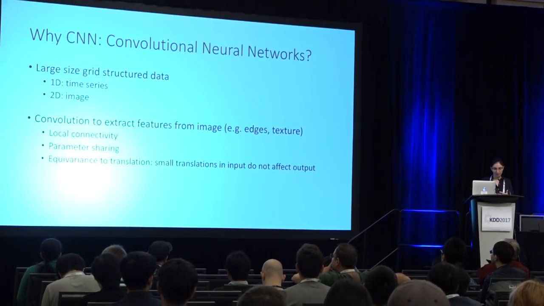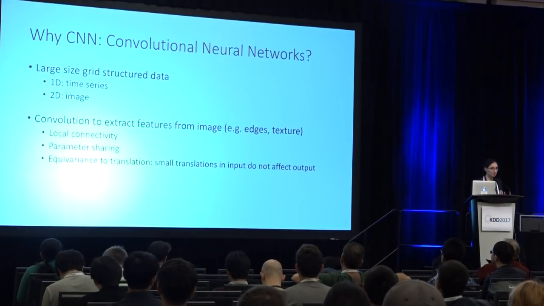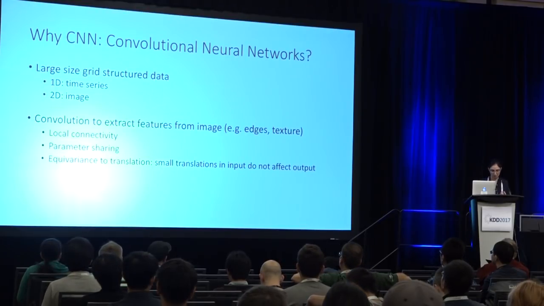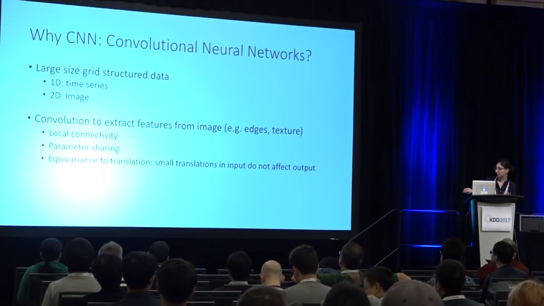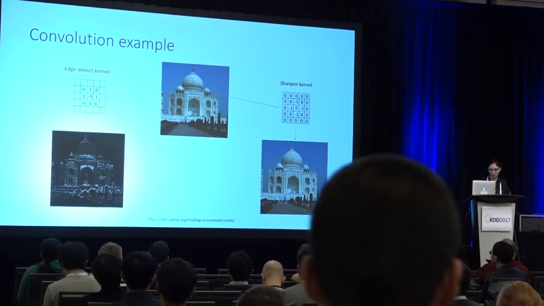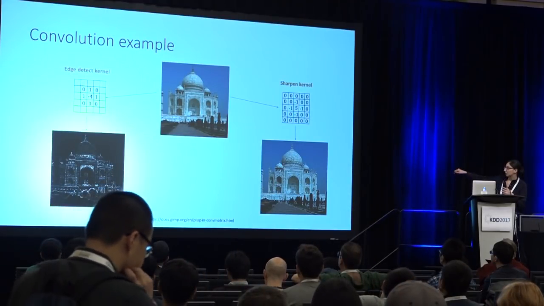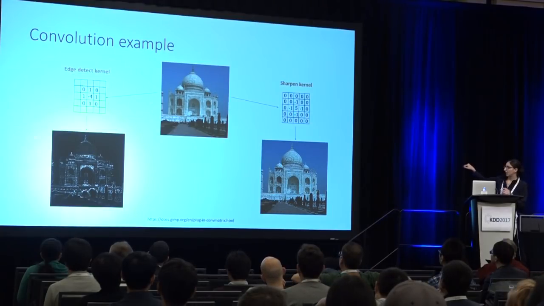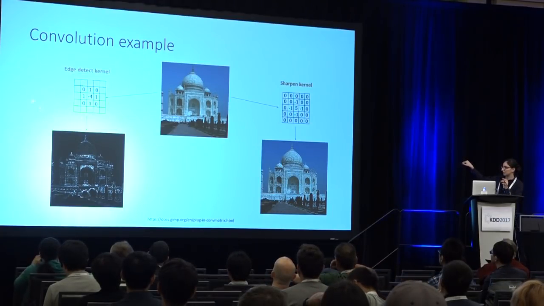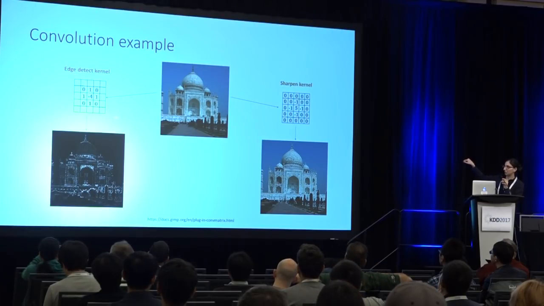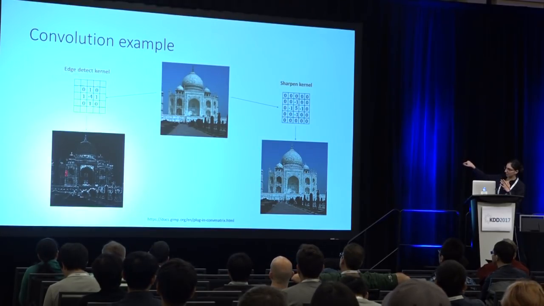So what is convolution? Well, convolutional filters are used in signal processing to be able to extract some features from a signal. For example, from images, they can extract some edges or texture. They have some nice properties that I will describe in more detail in the next few slides. But what I want to show you is an example of what convolution can do to an image. Here you have the original image, and you apply a convolution that uses, in this case, this kernel. I'll show you later how we apply the kernel to the image. This kernel, for example, is called an edge detect kernel. You can see it's extracting edges from the image.